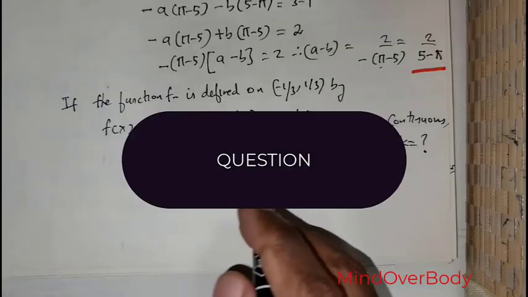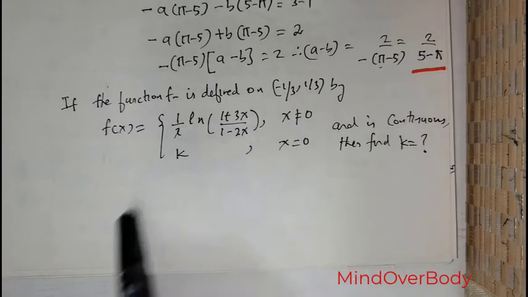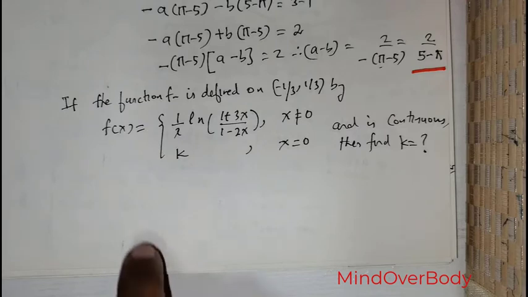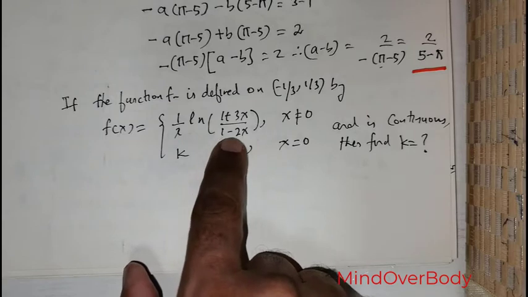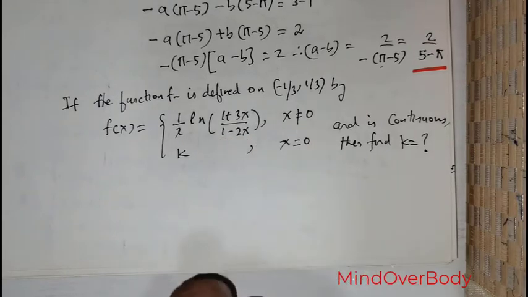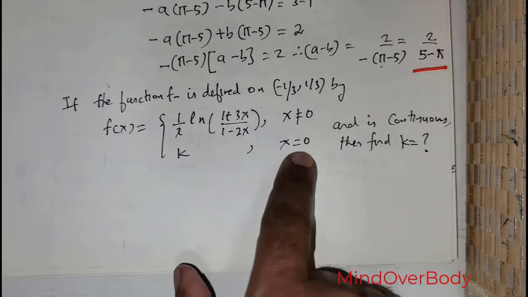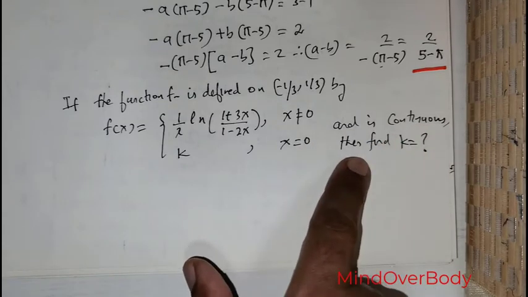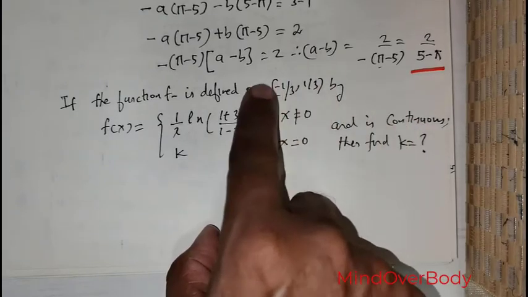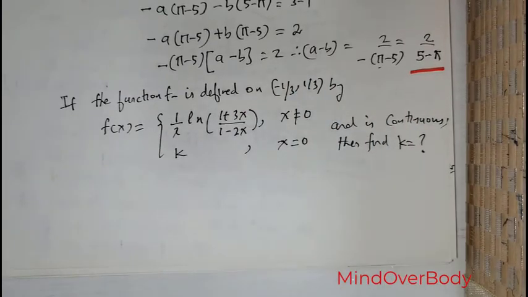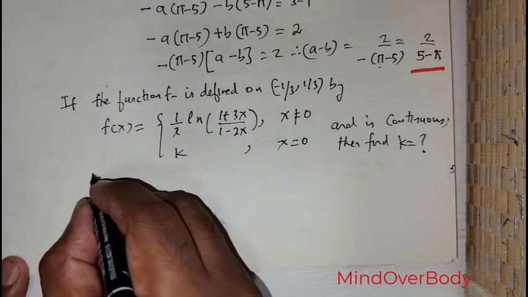Students, we are given this function. It is defined in the interval negative 1/3 to positive 1/3. The function is given to be (1/x) ln((1 + 3x)/(1 − 2x)) for x not equal to 0, and k for x equal to 0, and it is said to be continuous. Now it is given to be continuous, and when we say continuous we are talking about this interval. We are expected to find the value of k.